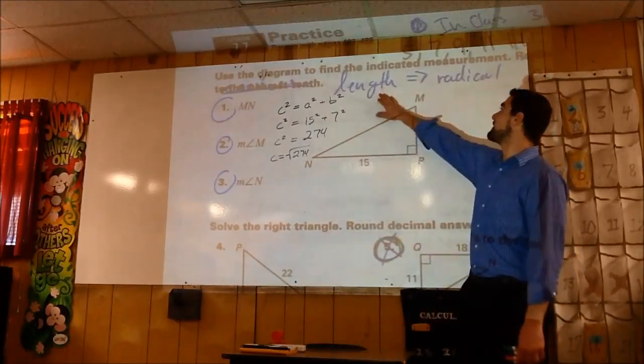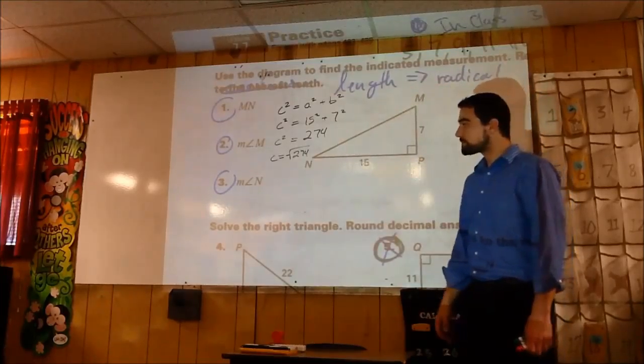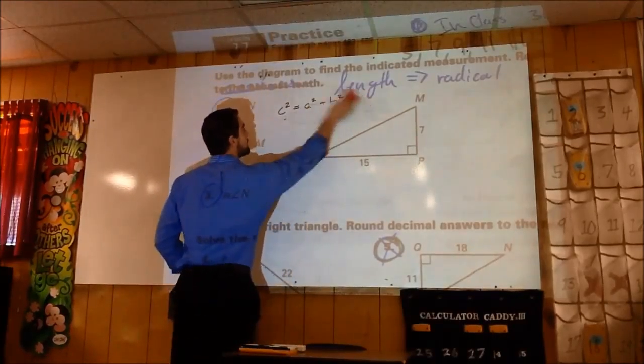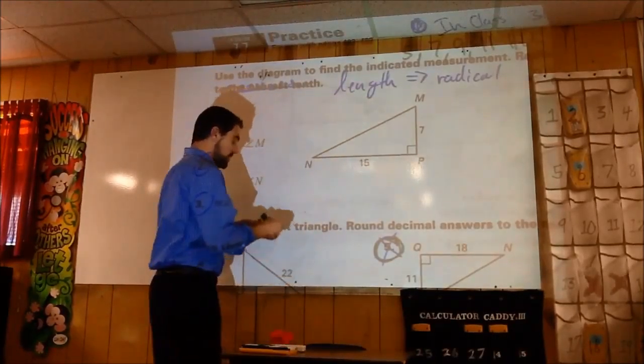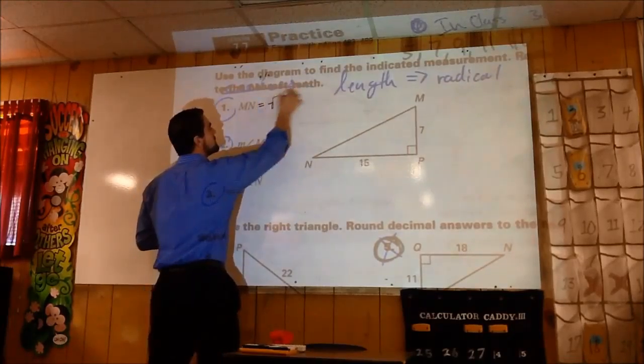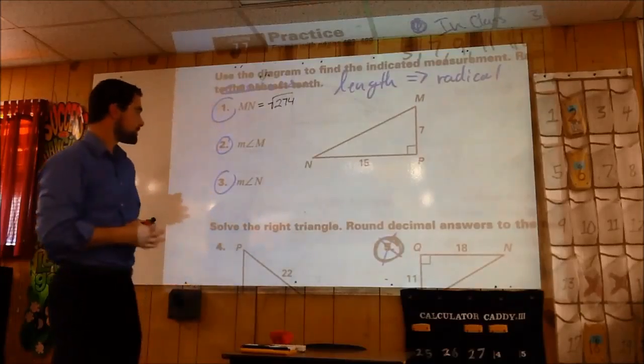And so I asked for the length to be a radical. Now comes the new stuff. We need to figure out the measure of angle N and the measure of angle M. This is the square root of 274. Okay, cool.